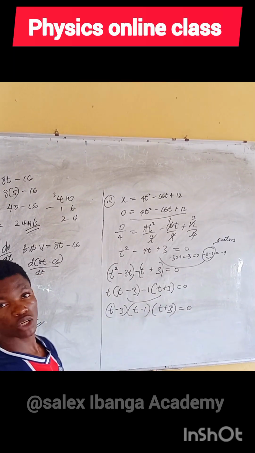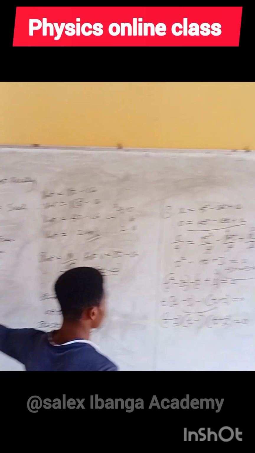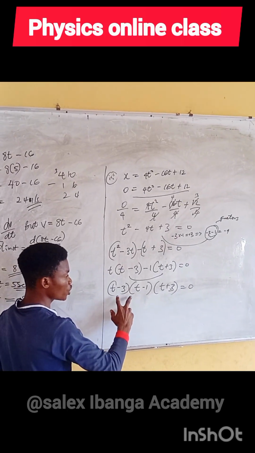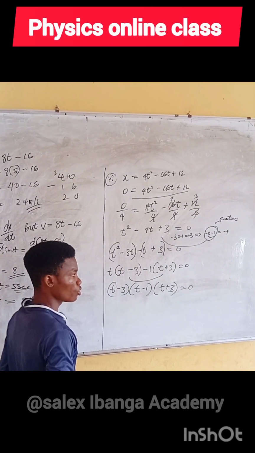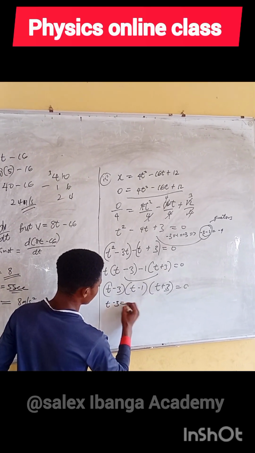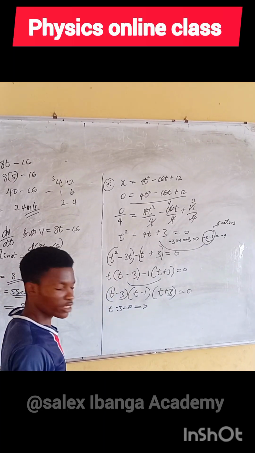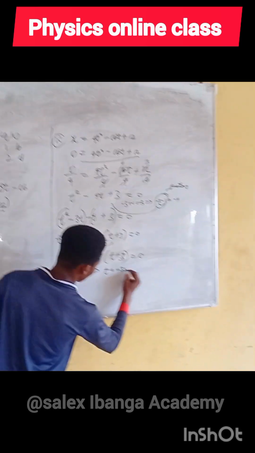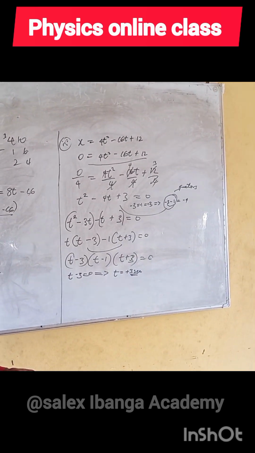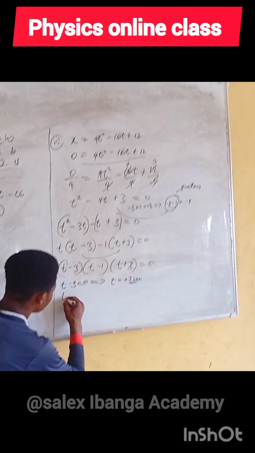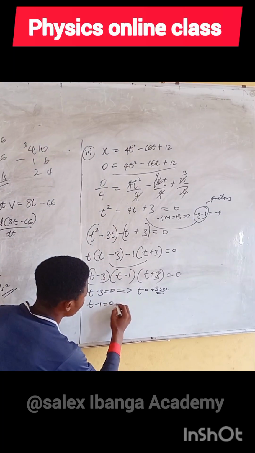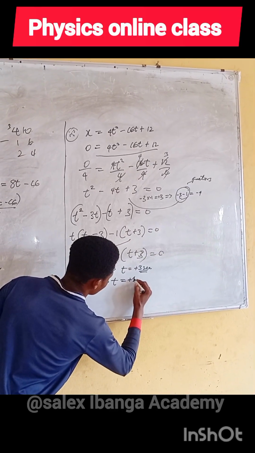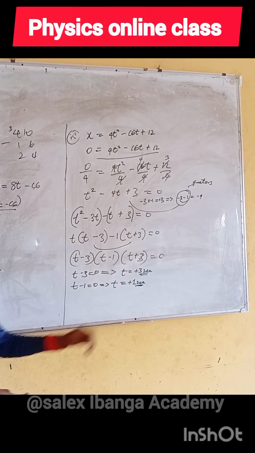Now, to find the value of t when the particle is stationary, we simply equate each of these terms to 0. If I do that, I say t minus 3 equals 0. When I cross this over, t equals plus 3 seconds. That is when the particle is stationary. At the same time, t minus 1 equals 0. If I cross this over, t equals plus 1 second. That is still when the particle is stationary.